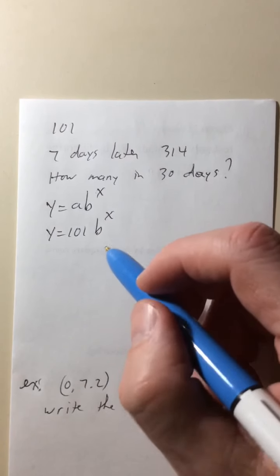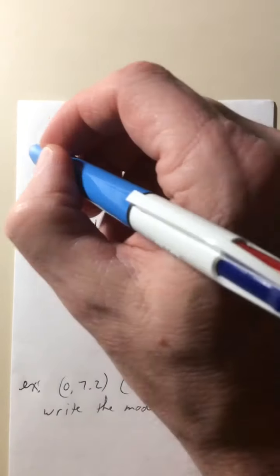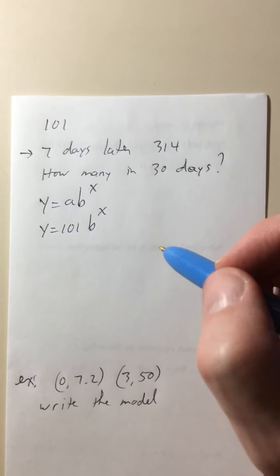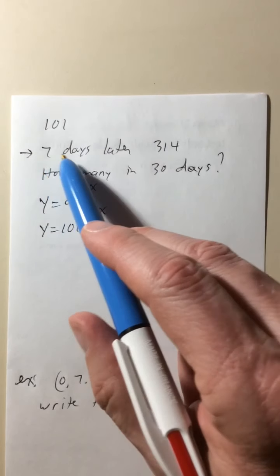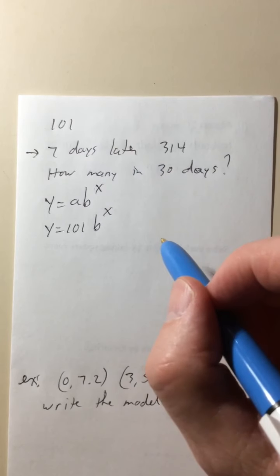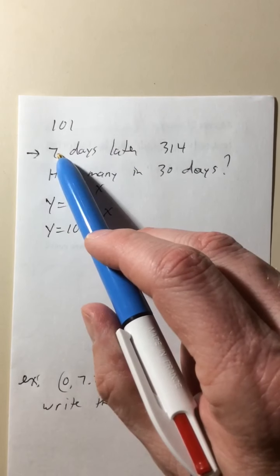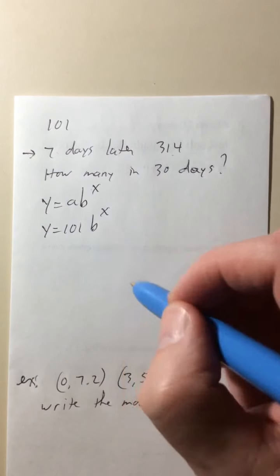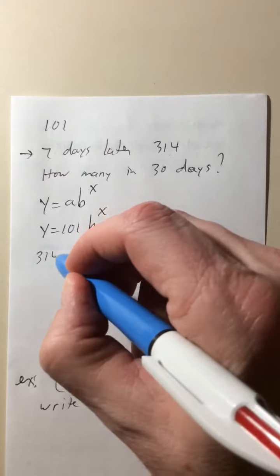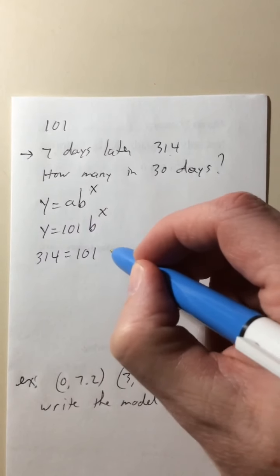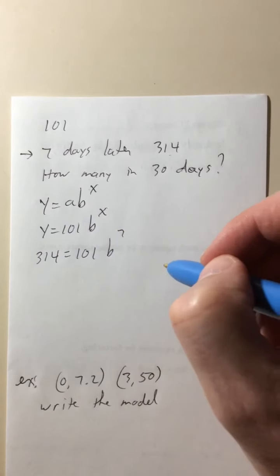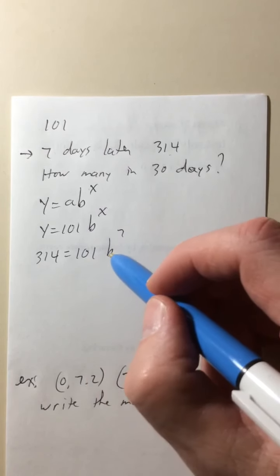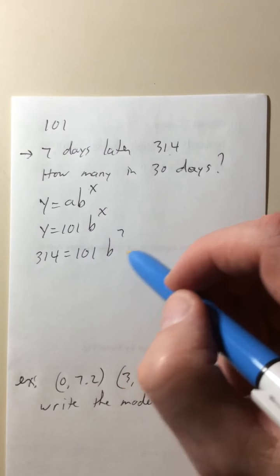So we're going to find b by using this other piece of data right here. This is a second piece of data for us to help us find the value of b. So it says 7 days later, there are 314 people infected. So x is 7, y is 314. We're going to put that right in here, and we're going to figure out what b is. So 314 equals 101 b to the 7th. So in order to solve this, we need to divide by 101, so we can isolate our special term here, right? b to the 7th is our special term.